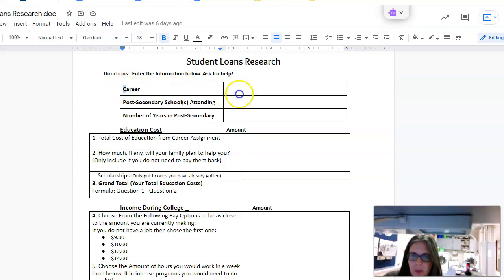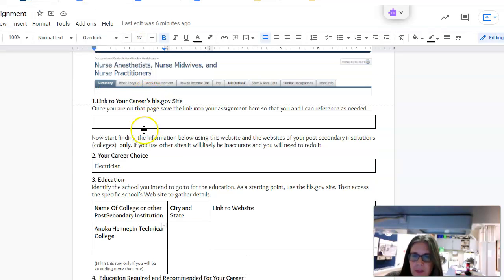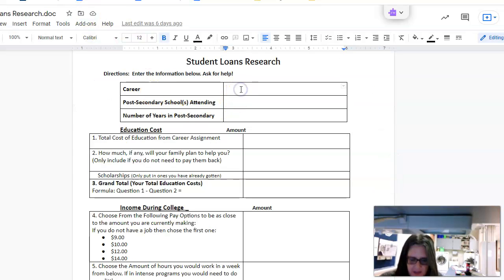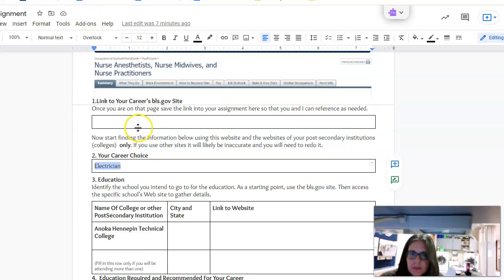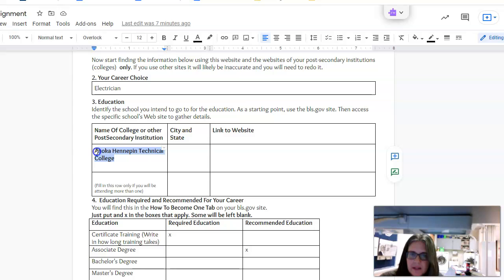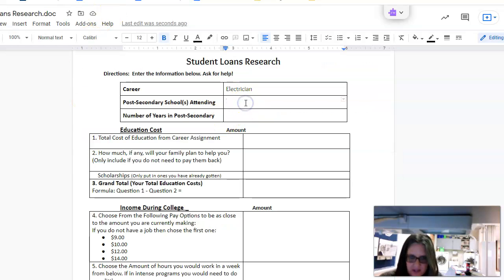And then this first part is the career information from your career assignment, also with number 1. So I've just filled in some random stuff for my career assignment. I put my career choice. I just go to my career assignment. I put electrician. I'm just going to copy and paste that in. Post-secondary school attending. That's where I filled in a random place I know that actually has this.